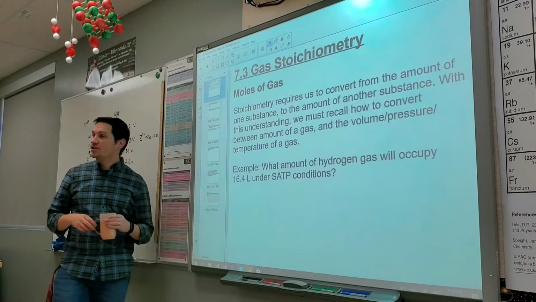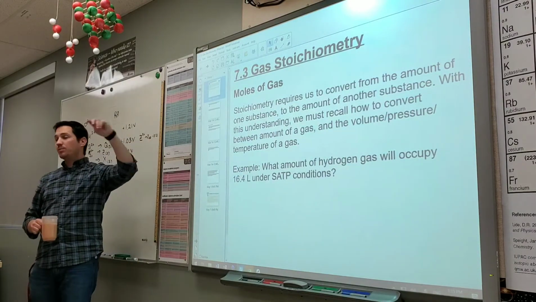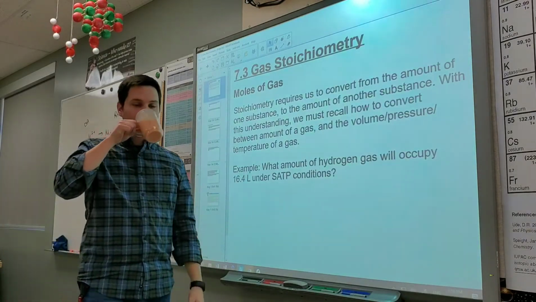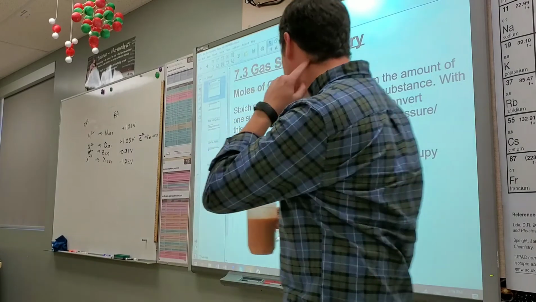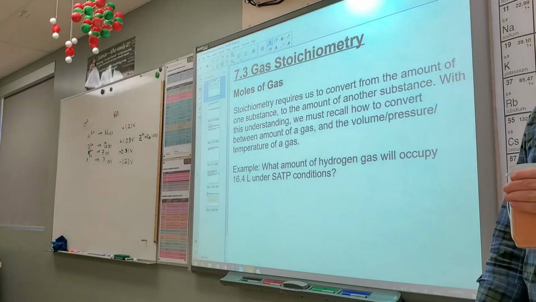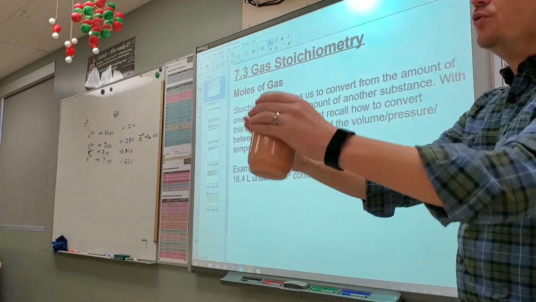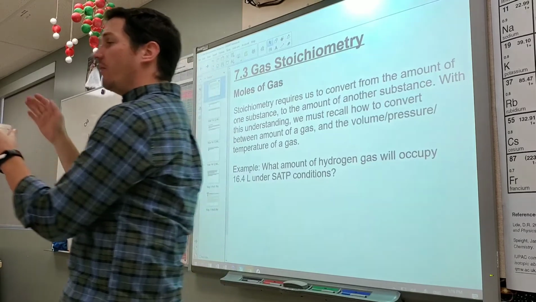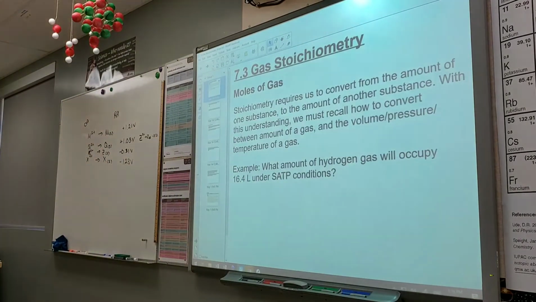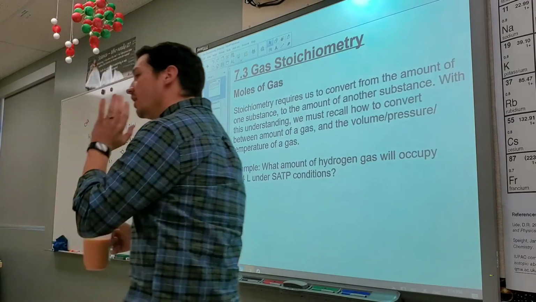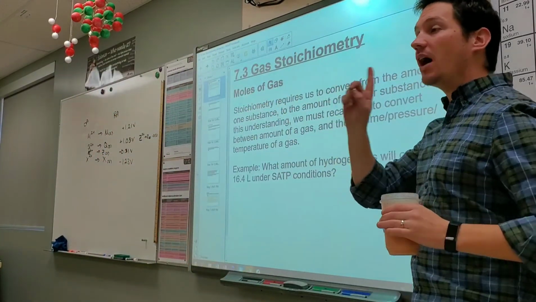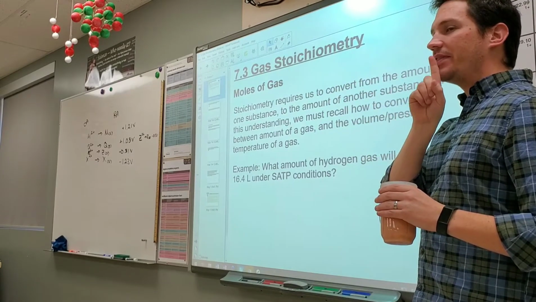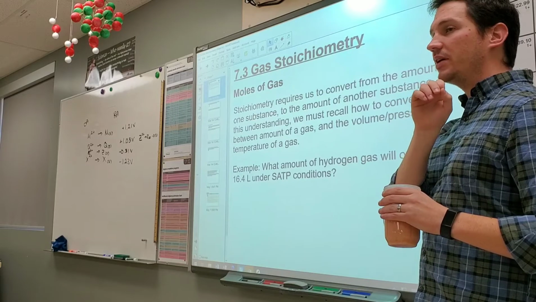So I just handed you out a sheet. The sheet says 7.3 gas stoichiometry. Now, there's two ways to get the moles of a gas given its temperature and pressure and volume. The first way, we can use that R value. The second way is if we recognize that the gas is under very specific conditions.